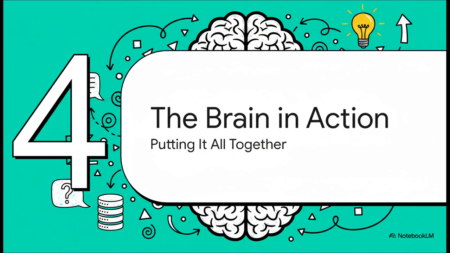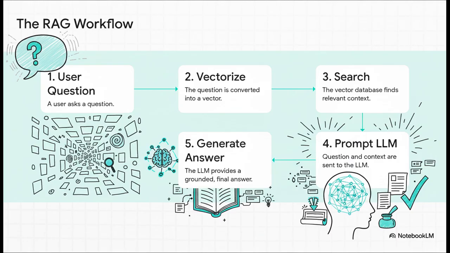Okay, so we have our 3 core pieces. Now, let's put it all together and actually watch this brain work. We'll see what happens from the moment a user asks a question to the moment they get back a really smart, context-aware answer. All right, let's walk through the whole workflow. First, you ask a question. The framework immediately sends that question to the embedding model to turn it into a vector. Then, it uses that vector to search the entire vector database for the most relevant pieces of information.